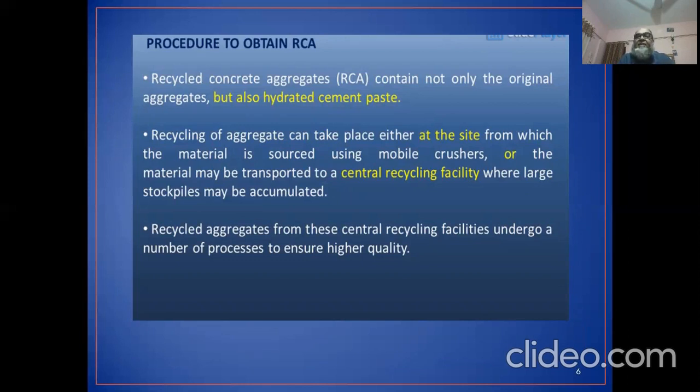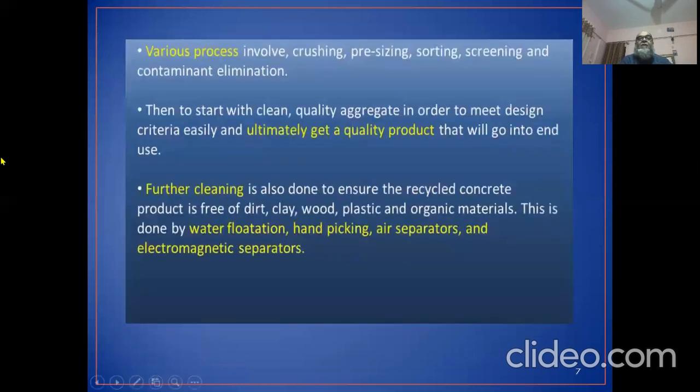Recycling of aggregate can take place either at the site from which the material is sourced using mobile crushers, or the material may be transported to a central recycling facility where large stockpiles may be accumulated. Recycled aggregate from these recycling facilities undergoes a number of processes to ensure higher quality. Various elimination processes involve crushing, resizing, sorting, screening, and contaminant elimination. Then, to start with clean quality aggregate in order to meet design criteria easily and ultimately get a quality product, it will go into end use.